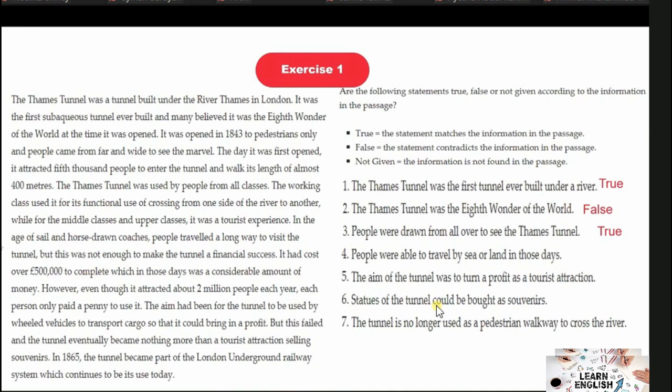Okay, so question number 4 says what? Okay, so it says, people were able to travel by sea or land in those days, I mean in the past. Okay, Miss Samra here.